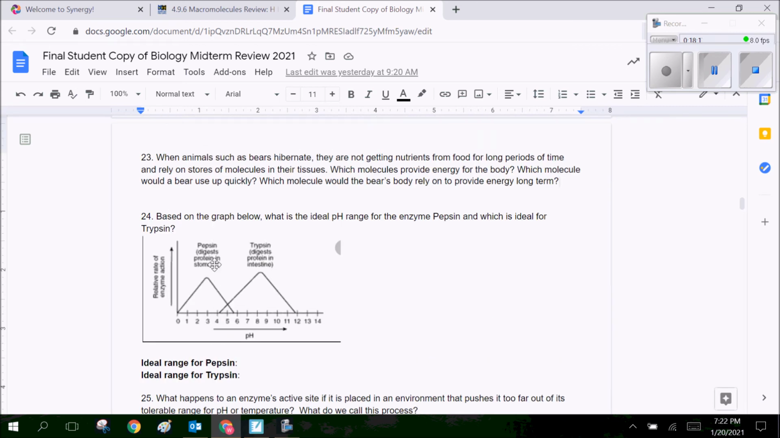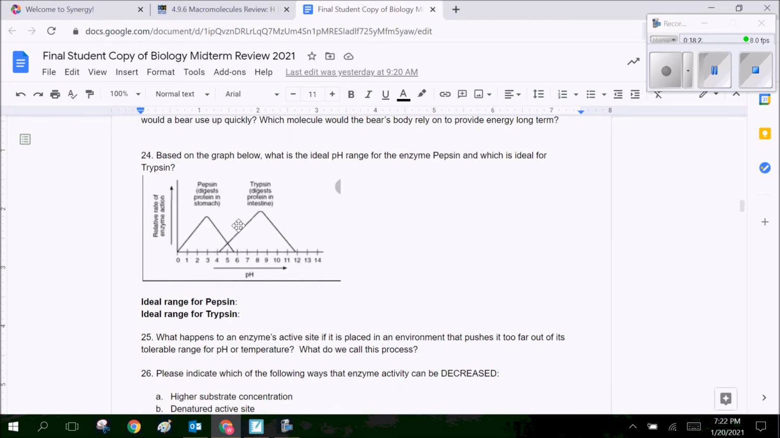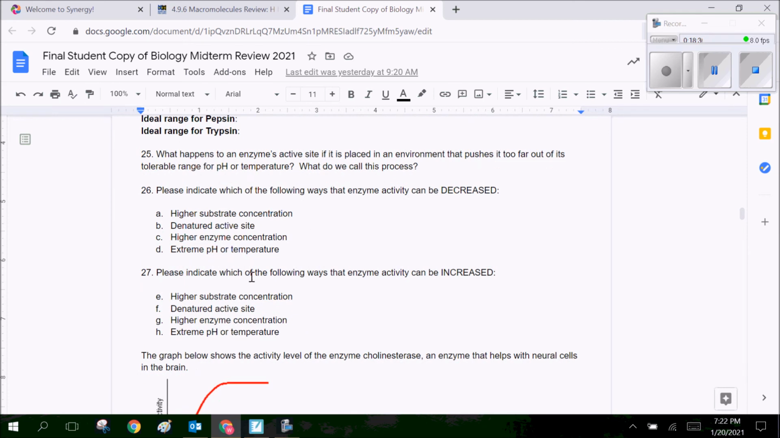Anyway, so based on the graph below, what is the ideal pH range for the enzyme pepsin, and which is ideal for trypsin? Okay, well, if we look at this, the rate of the enzyme is highest for pepsin at about 3, and for trypsin at about 8. So that would be my answers for those. Then, pause the video if you haven't already, for 25 through 28.